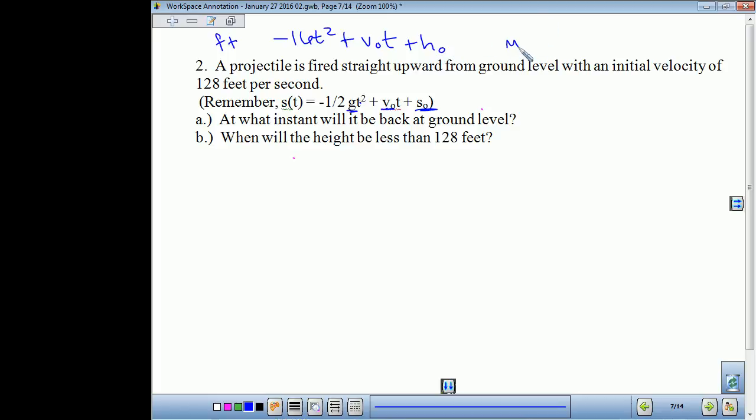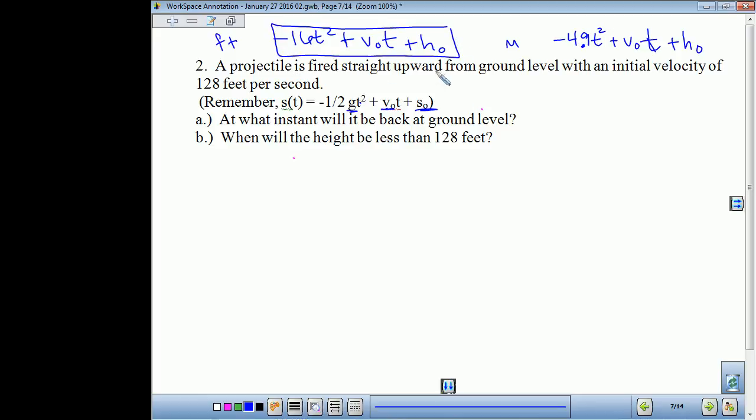Now, if we're dealing with metric and doing gravity in terms of meters per second, does anybody know what the pull of gravity is? 9.8. So when we take half of that, that's where that -4.9 comes from. Oh, that should be squared. All right, so for this problem, I think it's in terms of feet, right? So we're going to be living in this world for this problem.